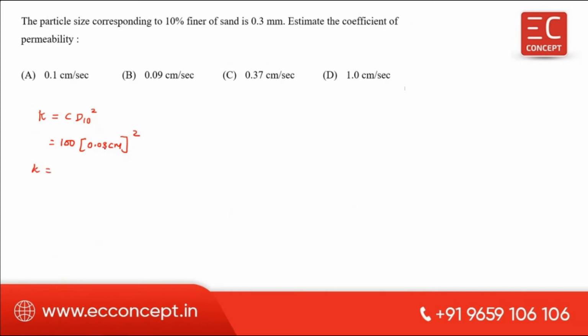So this answer you will get, 9 into 10 raised to minus 4 into 100, so that you will get 0.09 centimeter per second. So the answer for this question is B. Okay, so K is equal to this one.